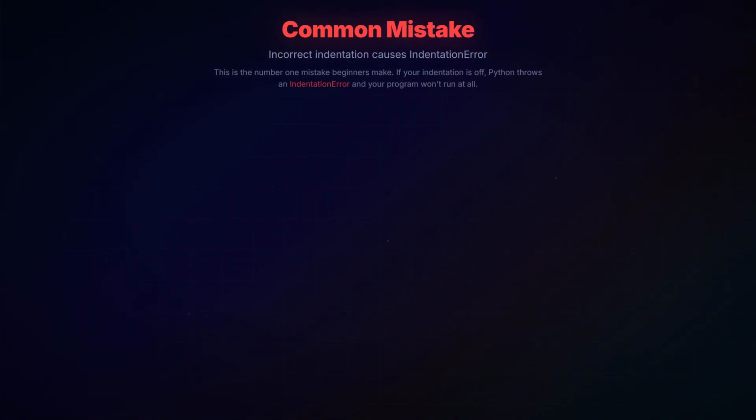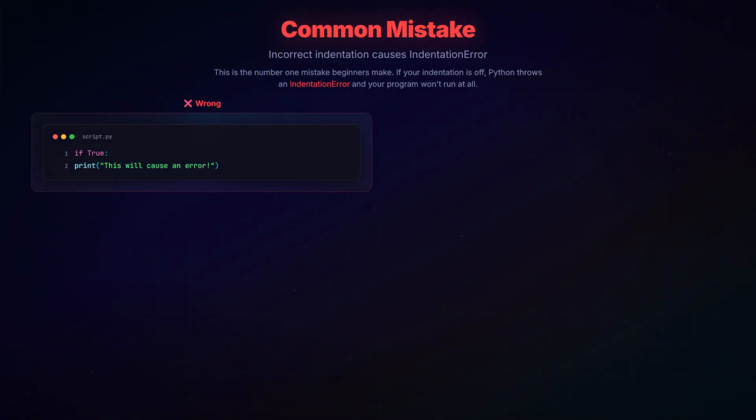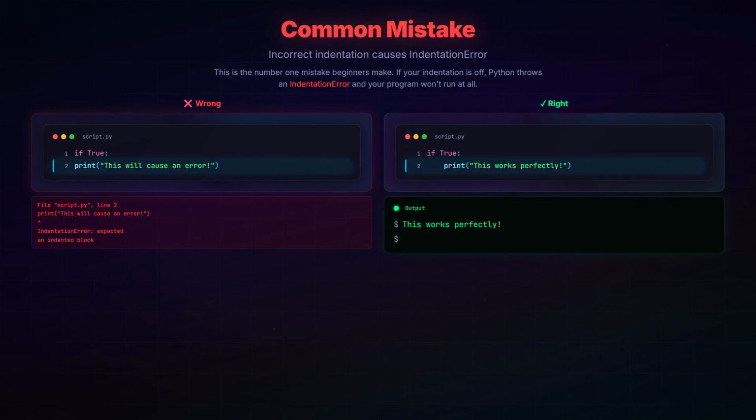Now, let us talk about the number one mistake beginners make. Incorrect indentation. Look at the wrong example on the left. The print statement is not indented after the if statement. Python expects an indented block, but it finds none. So it throws an indentation error, and your program will not run at all.